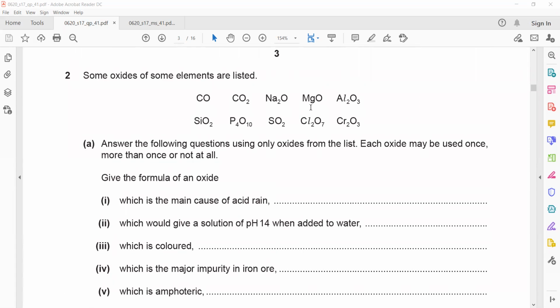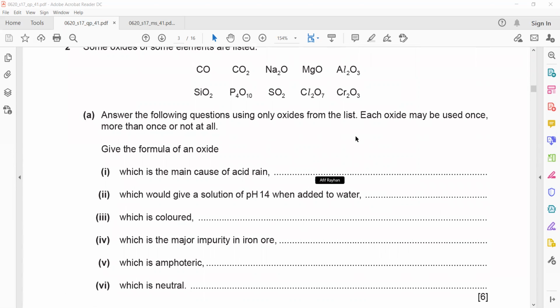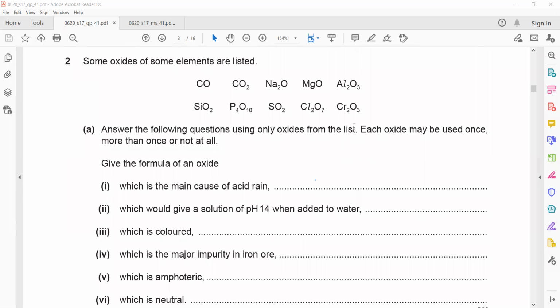Now, some oxides of some elements are listed. Answer the following questions using only oxides from the list. Each oxide may be used once, more than once, and not at all. Which is the main source of acid rain?